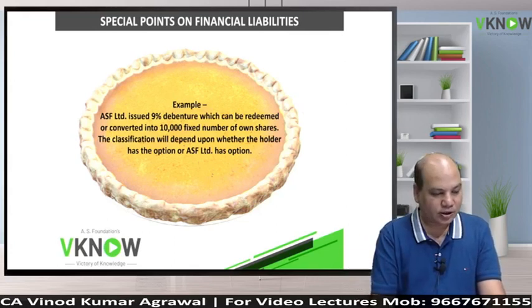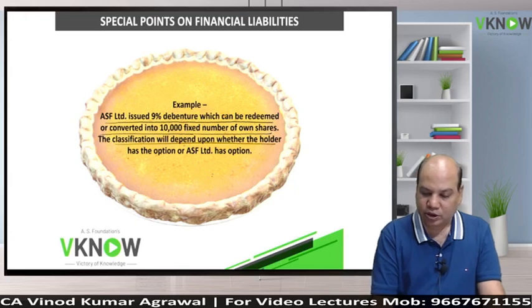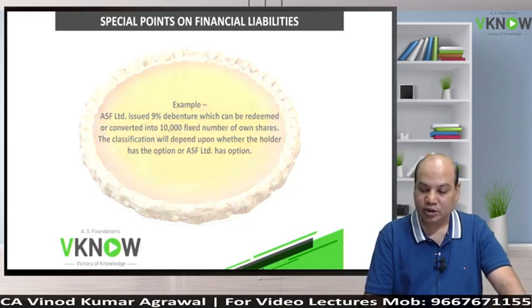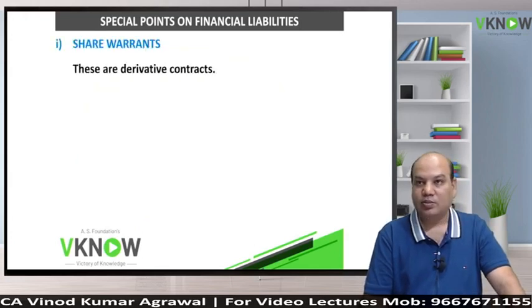Example. Is the example printed? Yes. ASF Limited issued 9% debenture which can be redeemed or converted into a fixed number of own shares. The classification will depend upon whether the option is with the holder or with the entity. If the option is with the entity, you have to see whether it is in the money or out of the money, and what ASF wants to do.